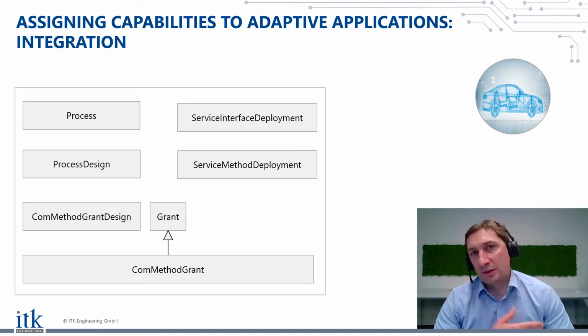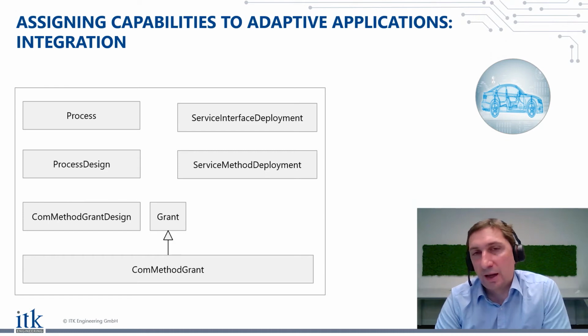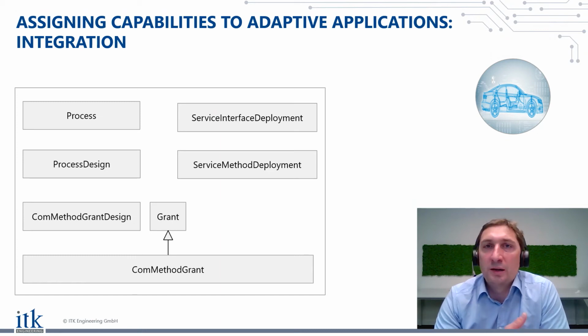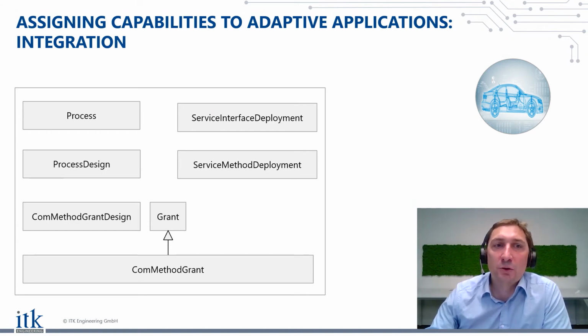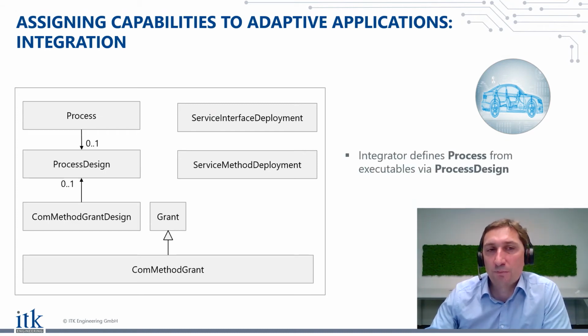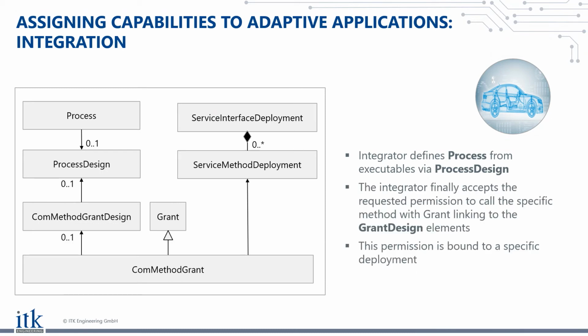In the last step, the integration, this is what you would call the installation in the smartphone world. The link is created between the processes, which are instances of executables, to the specific deployment of ARA::COM, for example. So here you have the grant element, and the grant element links the adaptive application process, including the grant design elements, to specific service instances. You have seen this, for example, this might be another adaptive application.